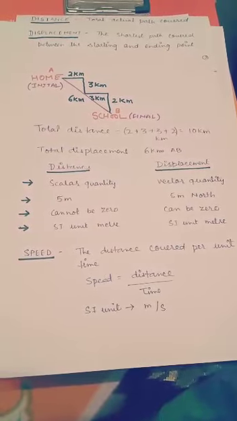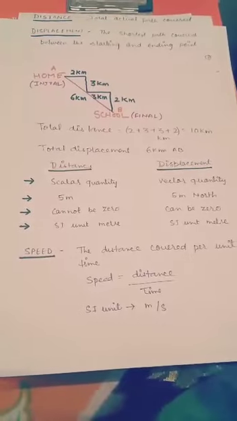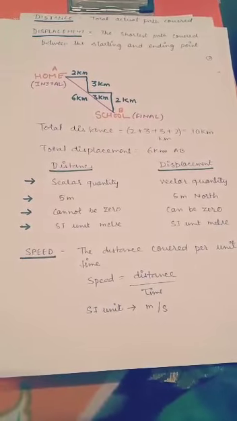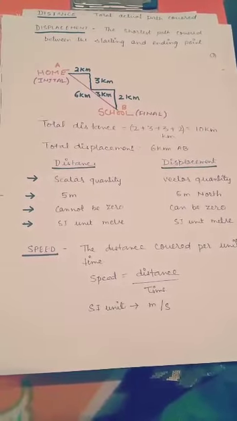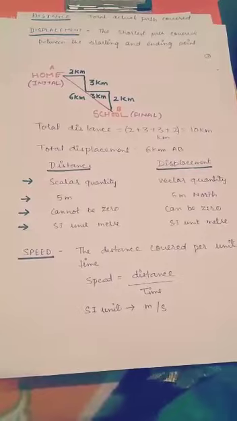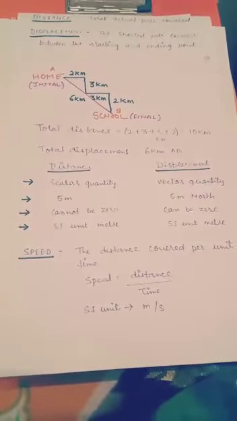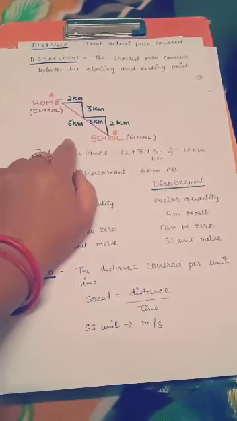Now we will discuss distance and displacement. What is distance? It is the total actual path covered. Displacement is the shortest path covered between the starting and the ending point. For example, I have drawn one example for you over here.